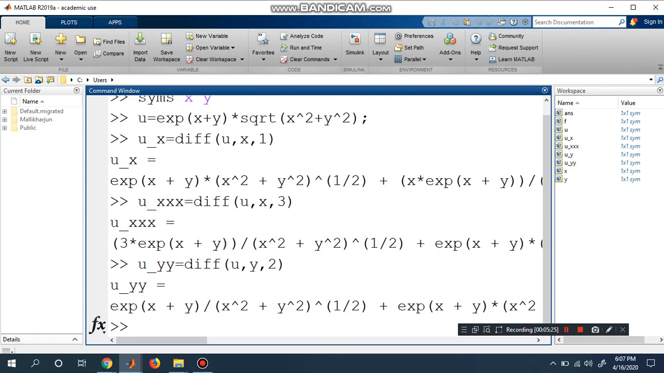So this is, friends, how to find differentiation using MATLAB software. Thank you.